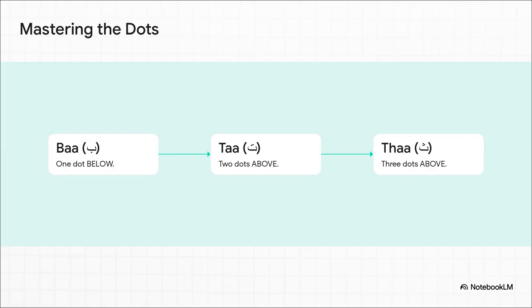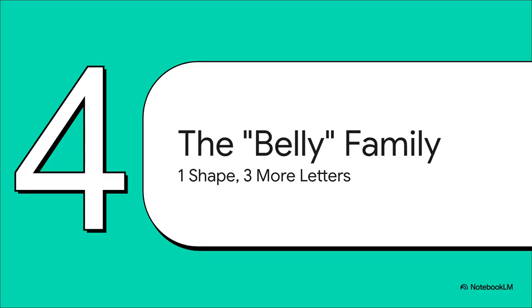Let's break it down real simple. Ba is at the bottom, 1 dot below. Then we go up. Ta has 2 dots above. You can think of them like 2 little eyes. And tha gets 3 dots above. You see, it's just a little counting game. 1 below, 2 above, 3 above. And just like that, you know 3 more letters. Awesome, right? Feeling good? I bet you are. So let's do it again.